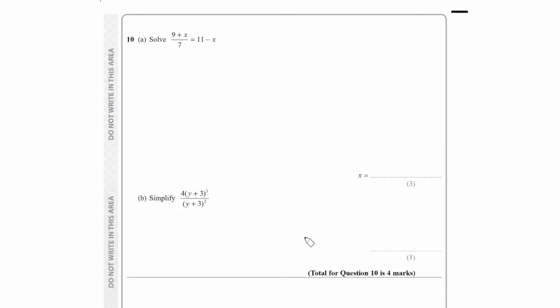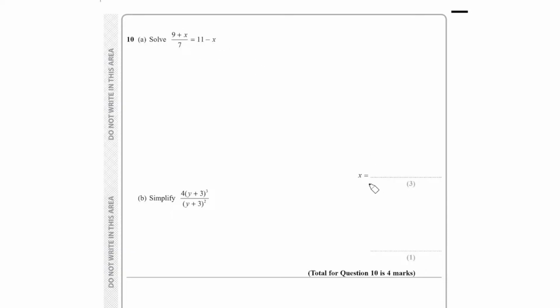Okay, so question 10. Just get my next sheet of paper. Oh, we've got a really nice solving one here. I don't really know how this is question 10, to be fair. It's quite a nice one, I feel like. So we need to solve (9 plus x) over 7 is equal to 11 minus x.